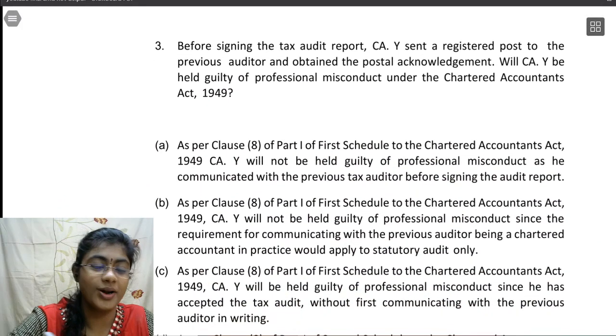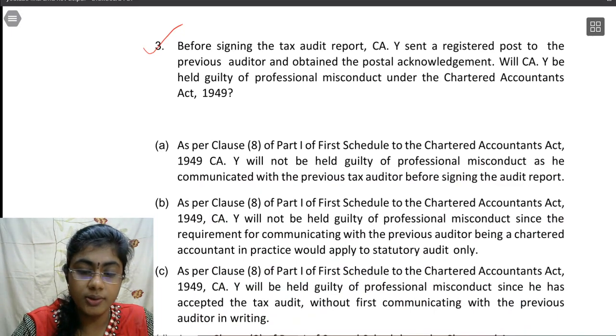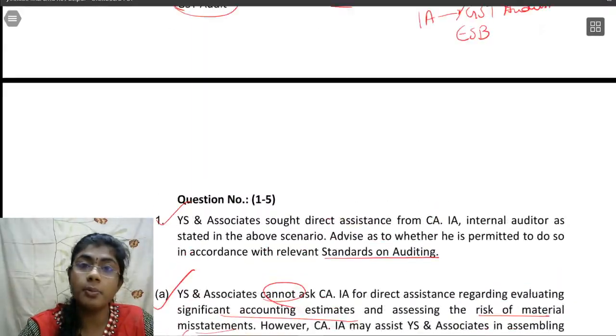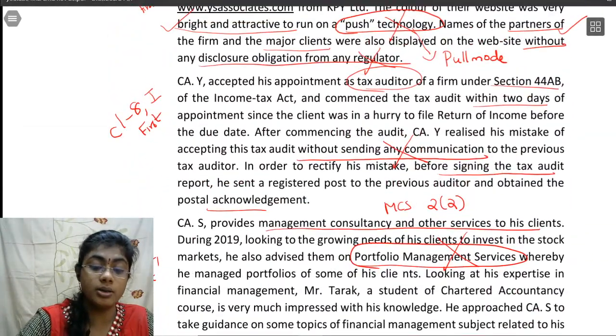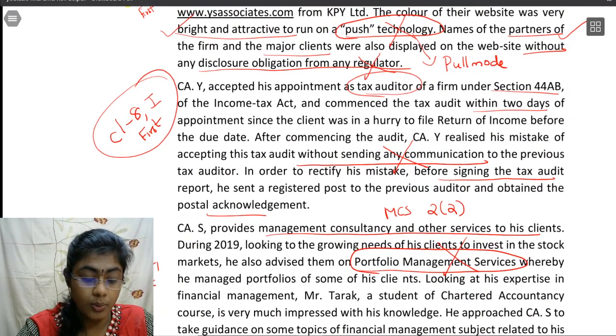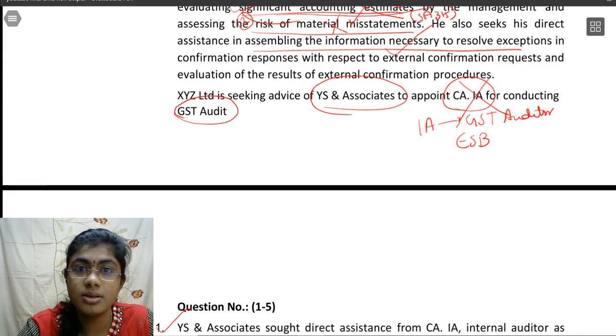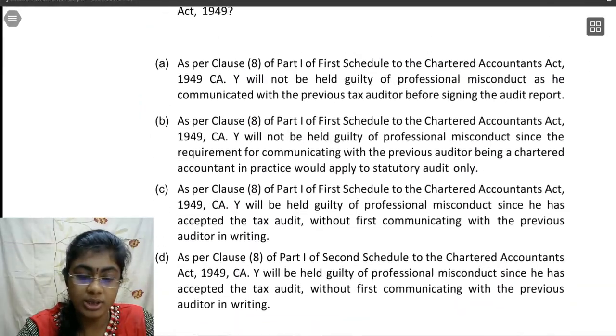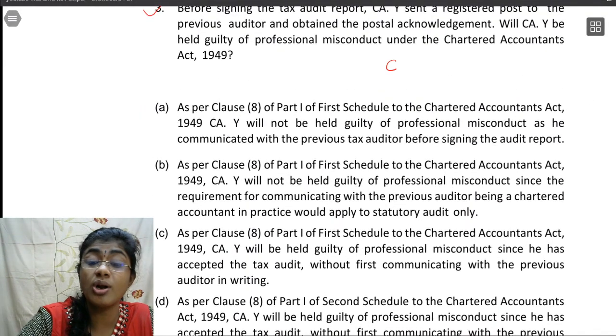Okay. Third one. Before signing the tax audit report, CAY sent a registered post to the previous auditor and obtained postal acknowledgement. Will CAY be held guilty of professional misconduct under our CA Act? This also we discussed. You remember clause 8 part 1. He is guilty. Why? Communication should be first, before accepting and conducting. It is not before signing the report. So naturally he is guilty. Which clause? Clause 8 part 1 first schedule.